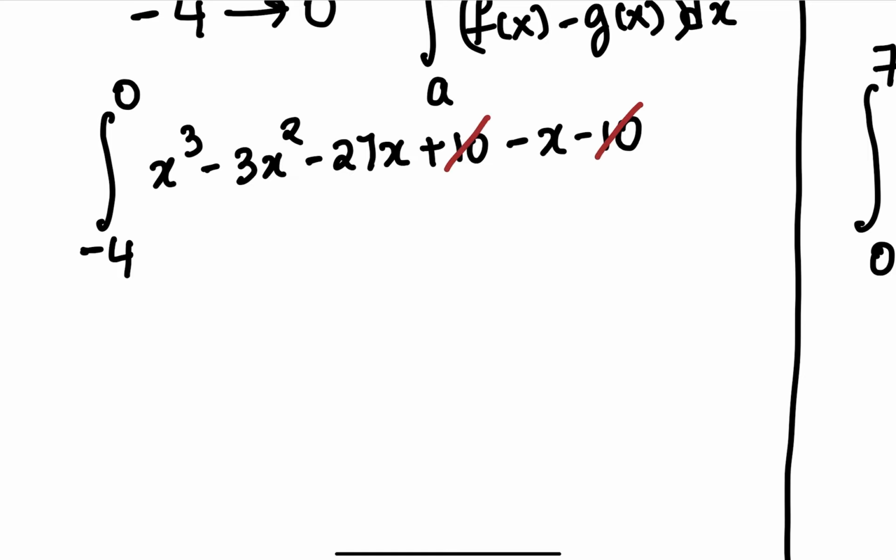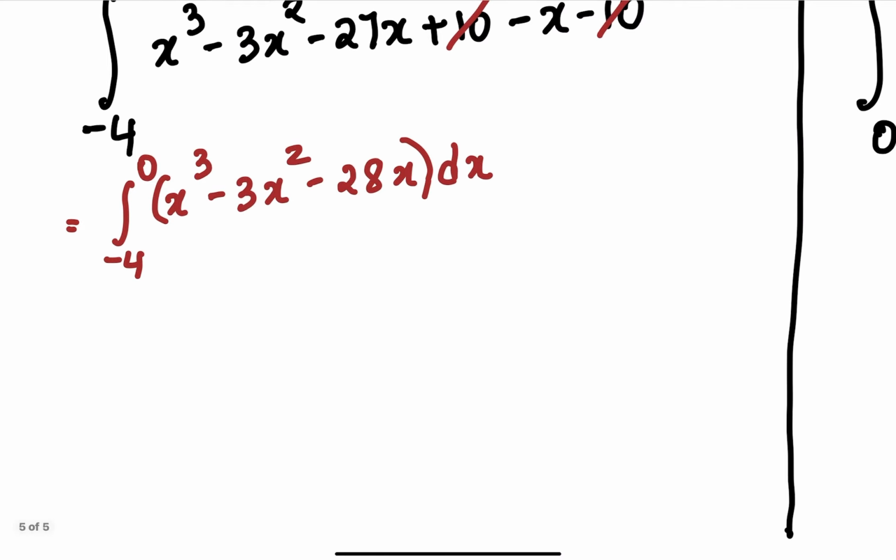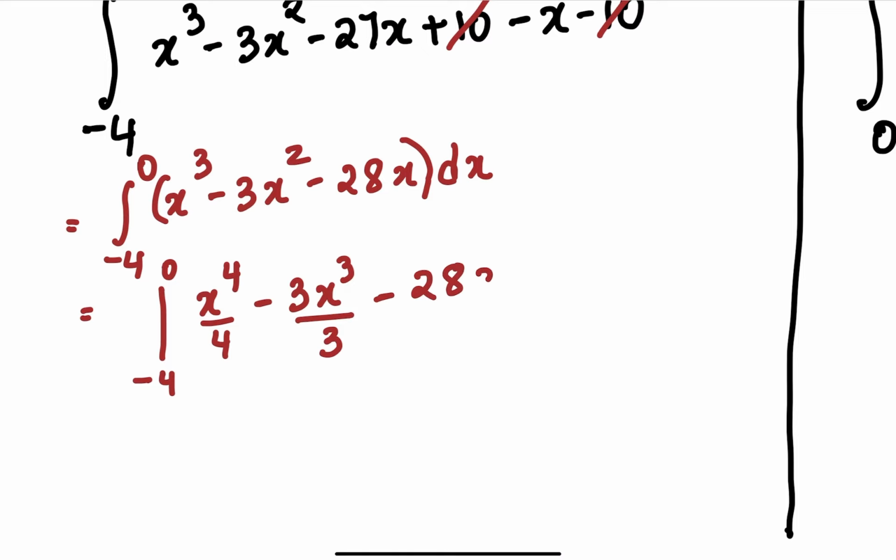Positive 10, negative 10 cancel. And I will have the integral from negative 4 to 0 of x cubed minus 3x squared minus 28x dx. Okay, and now let's simplify this one. Let's find the integral. This is going to be x to the power 4 over 4, again from negative 4 to 0, minus 3x cubed over 3 minus 28x squared over 2.